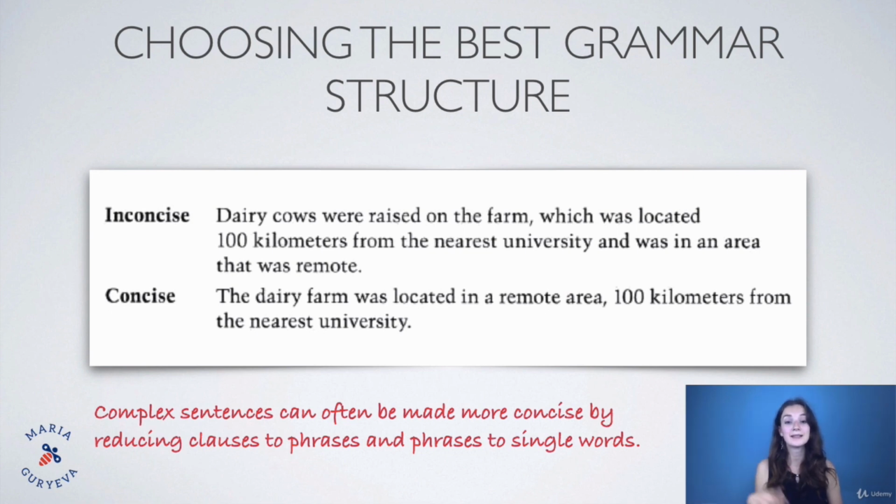This is exactly what happened here. Here in this inconcise sentence, we had a lot of clauses. We had the clause which was located 100 kilometers from the nearest university. And instead of that long clause, we just wrote 100 kilometers from the nearest university. And also, we had another clause, was in an area that was remote. Instead of that clause, we just wrote, was located in a remote area. And also, instead of dairy cows were raised on the farm, we actually crossed out any cows because they weren't important, and we just said the dairy farm was located, blah, blah, blah. So we crossed out all the clauses and we made them phrases. And the phrases, we made single words.